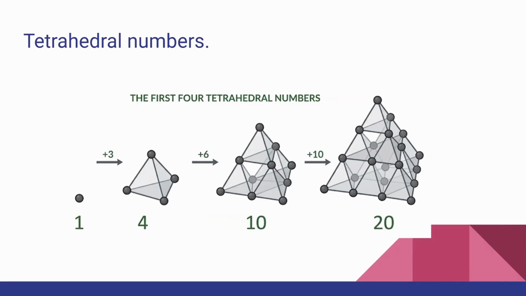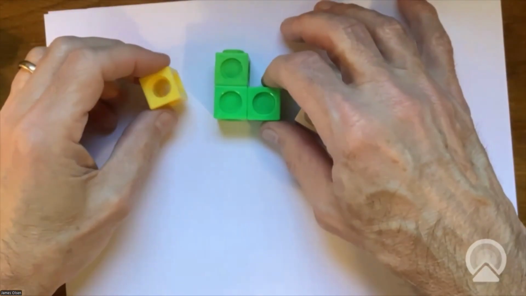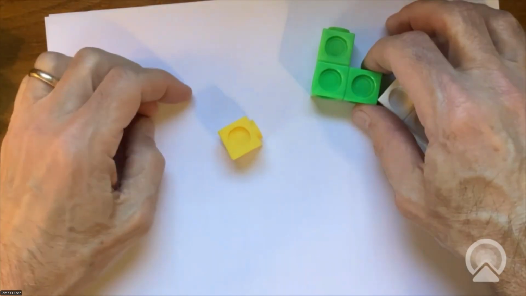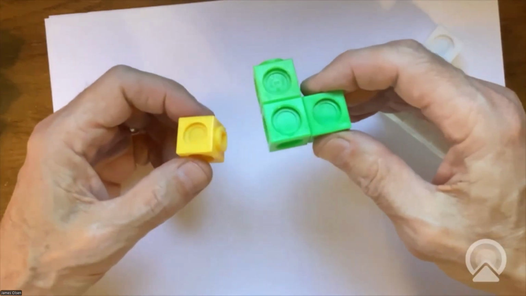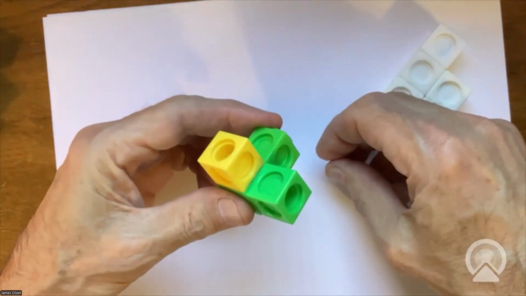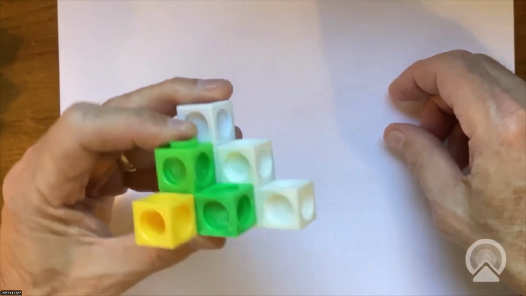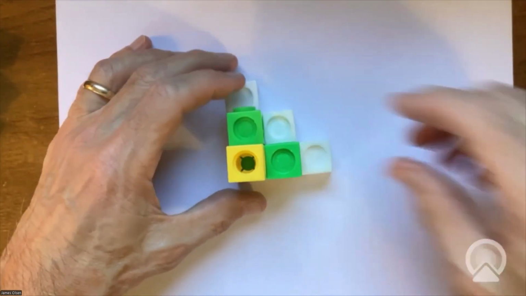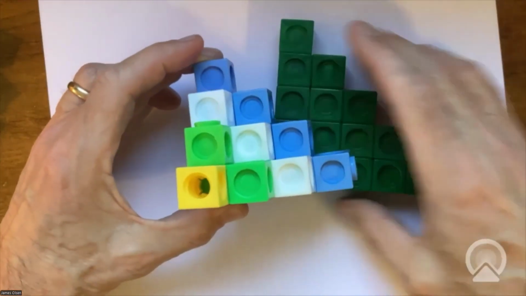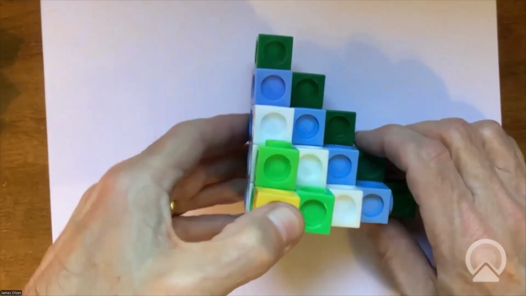Now let's do this with MultiLink cubes. So there's the first tetrahedral number, kind of degenerate, but you can think of it as a tetrahedral number. If I combine that with the second triangular number, we get the second tetrahedral number. And if I combine that with the third triangular number, I get the third tetrahedral number, and so on. So for example, right here would be the fifth tetrahedral number.